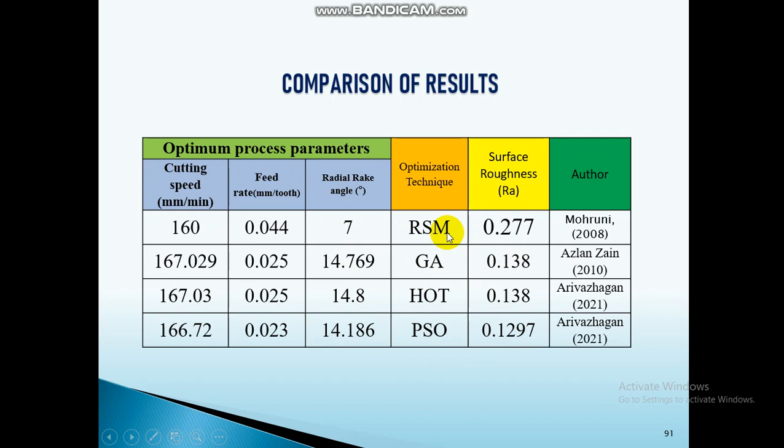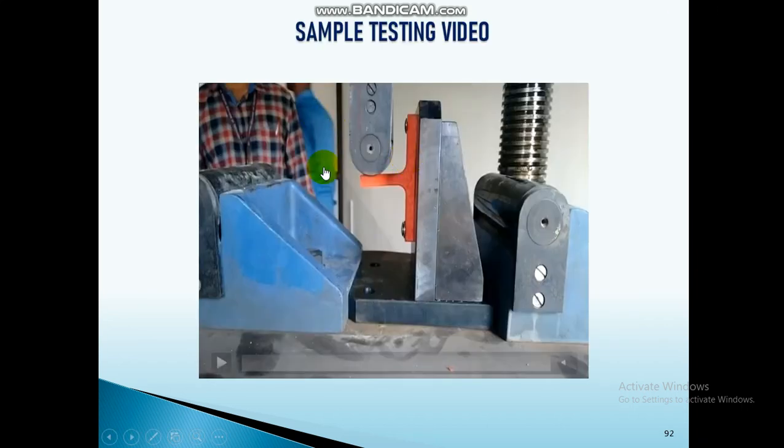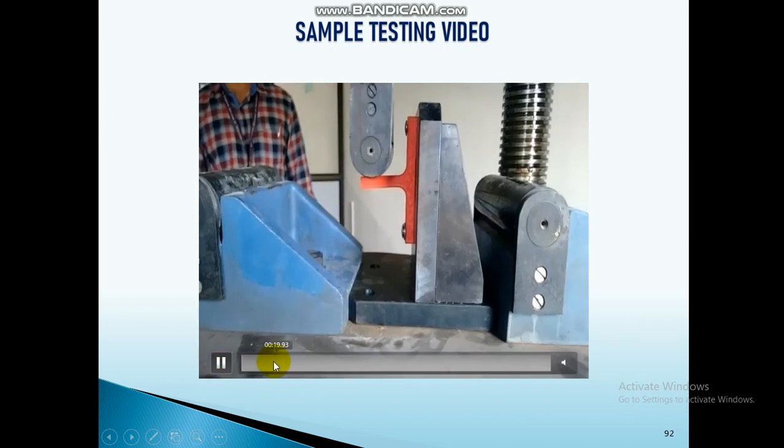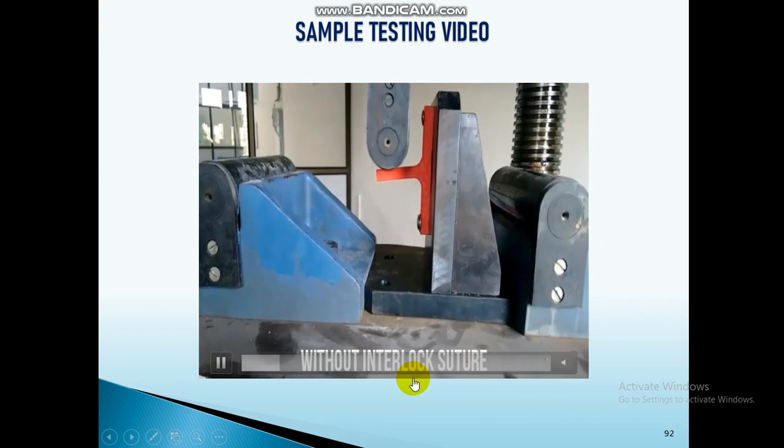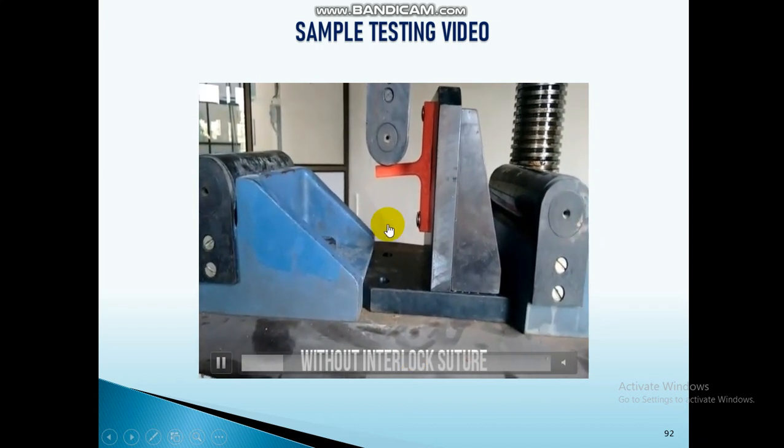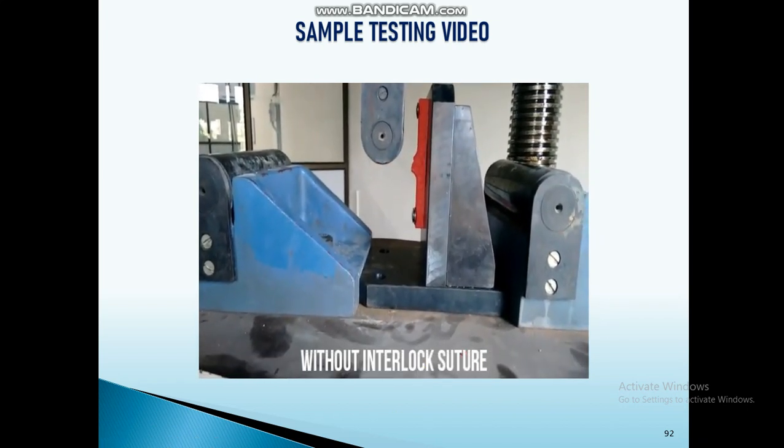So from that, what I conclude is the code written in MATLAB for PSO and HOT has an ability to find the best value. So here is the video of how it works. Without interlock suture, you can see it will break suddenly. Without interlock suture, this is how it breaks.